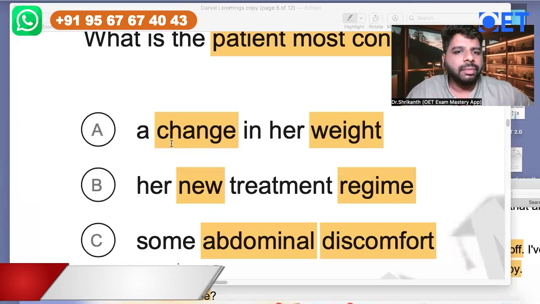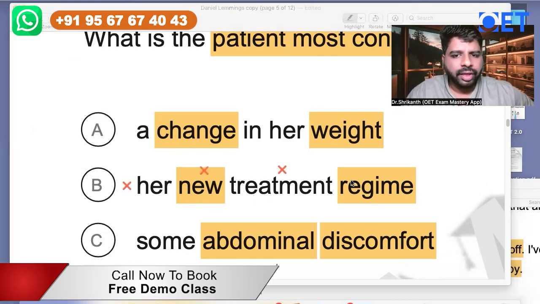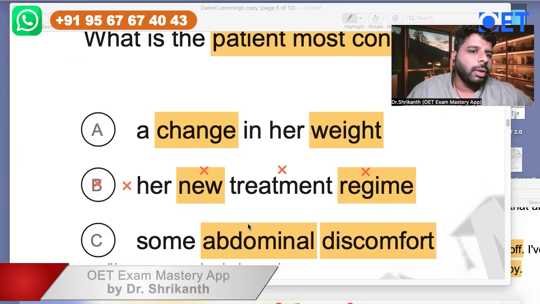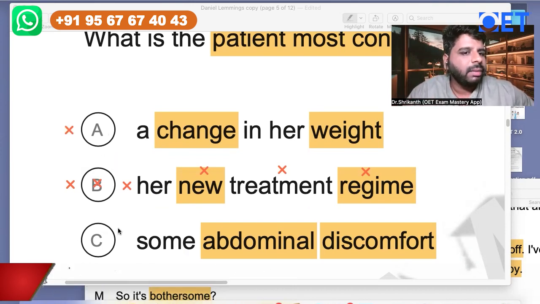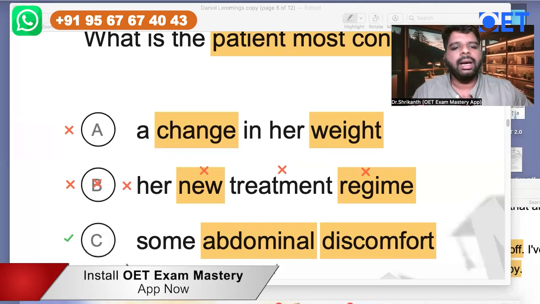Now, what is answer option B? Her new treatment regime. Did we read or listen to anything regarding her treatment regime? Nothing. Nothing new, no treatment, no regime. So B is not at all mentioned, and we cannot choose B as the correct answer. And change in her weight has happened, but that is not the concern of the patient. So A is also eliminated. So A and B are eliminated, which means automatically C will be the correct answer. We have focused on the emotion of the patient, and we have identified C to be correct.